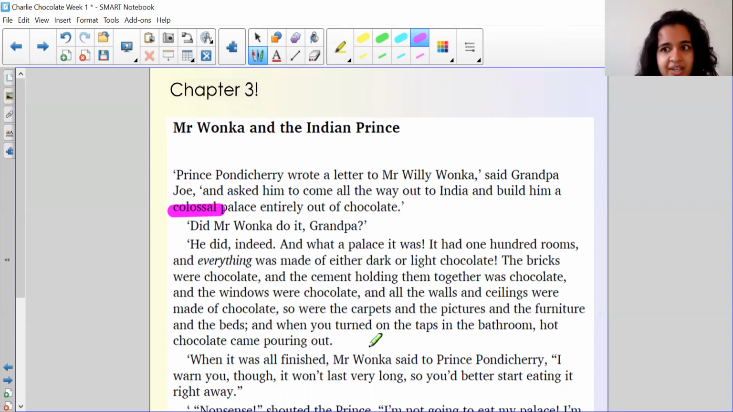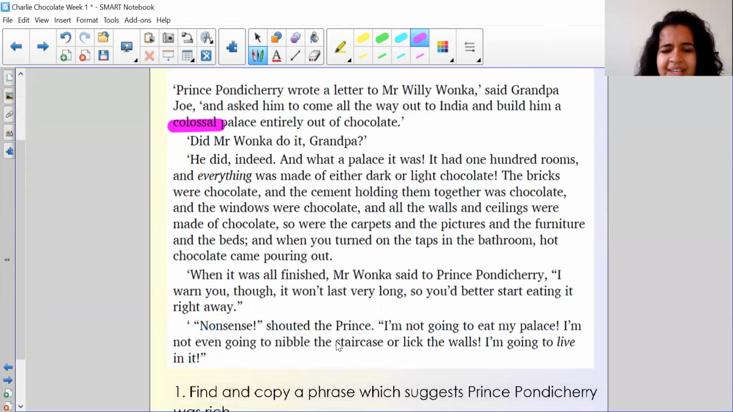Now that sounds like a dream palace to me, although I don't know if I really want to have a bath in hot chocolate, or I don't know if I want to brush my teeth with hot chocolate. Not sure about that. Okay.